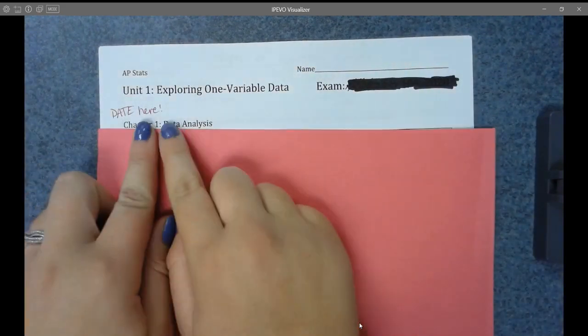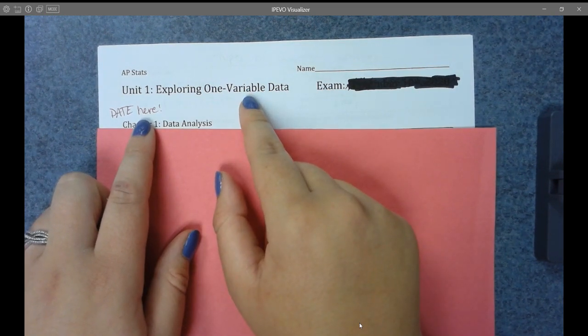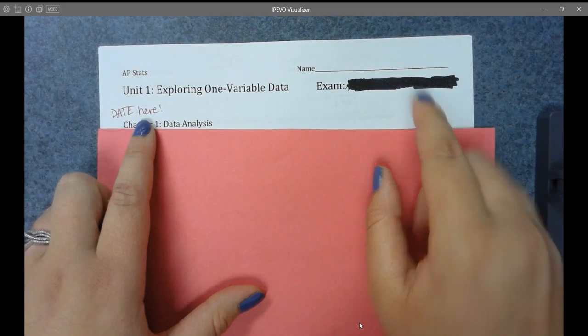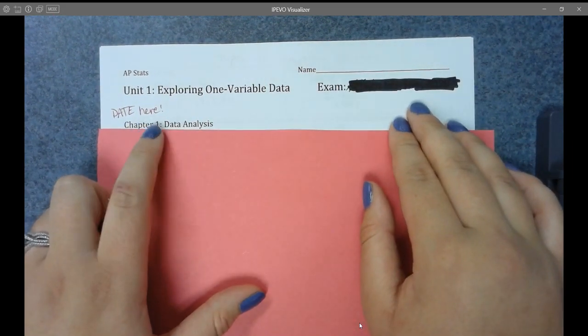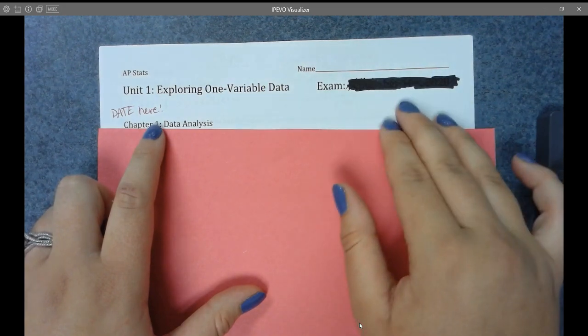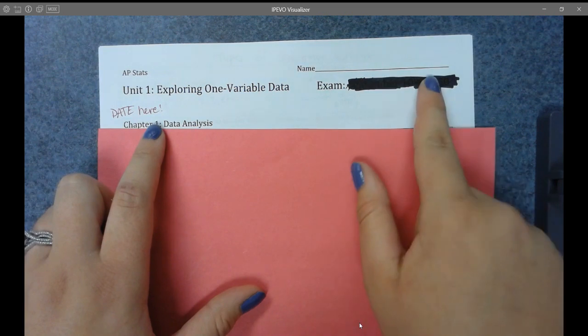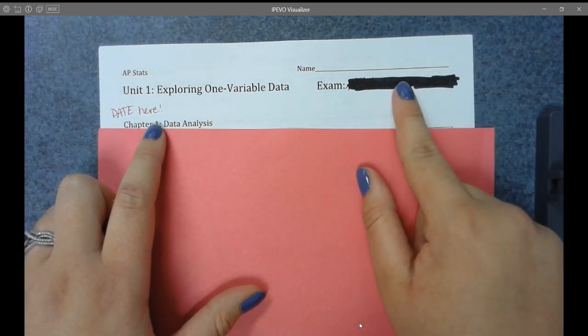So this is for Unit 1, exploring one variable data. Everything we're going to do in this unit just has to do with one variable. I do try to put the tentative exam date on here. Now yours will have something filled in. Of course, that is subject to change, but for the most part, I try to keep that exam date about where we'll land. Go ahead and put your name on this if you haven't already. Everybody's got the same packet, so you'll want to make sure that you don't lose yours.